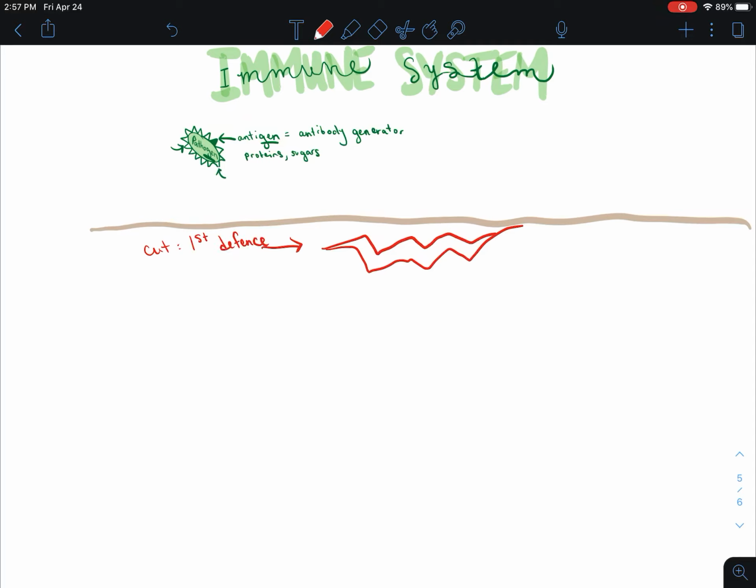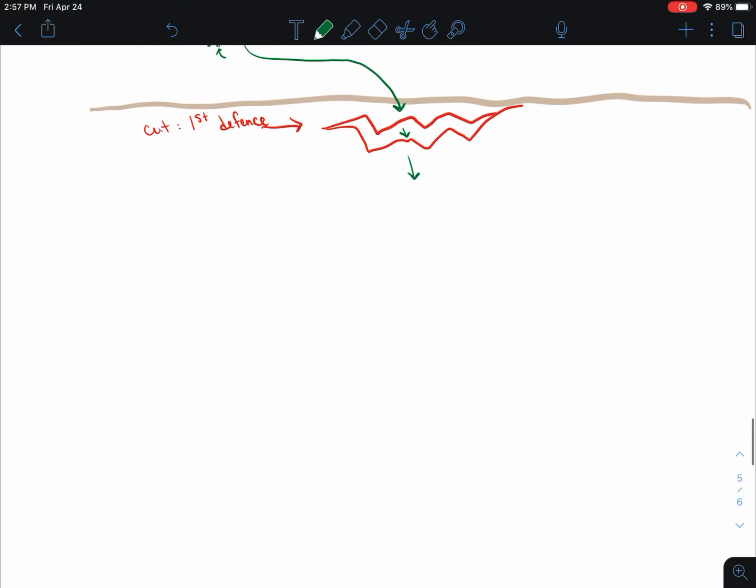And if you get a cut, we've already gotten through that. So these pathogens are going to sneak in here before the platelets are able to come and seal up that cut. Okay, and so as soon as we have some of these, actually I'm going to just copy all these pathogens in here so we can have a whole bunch of them.